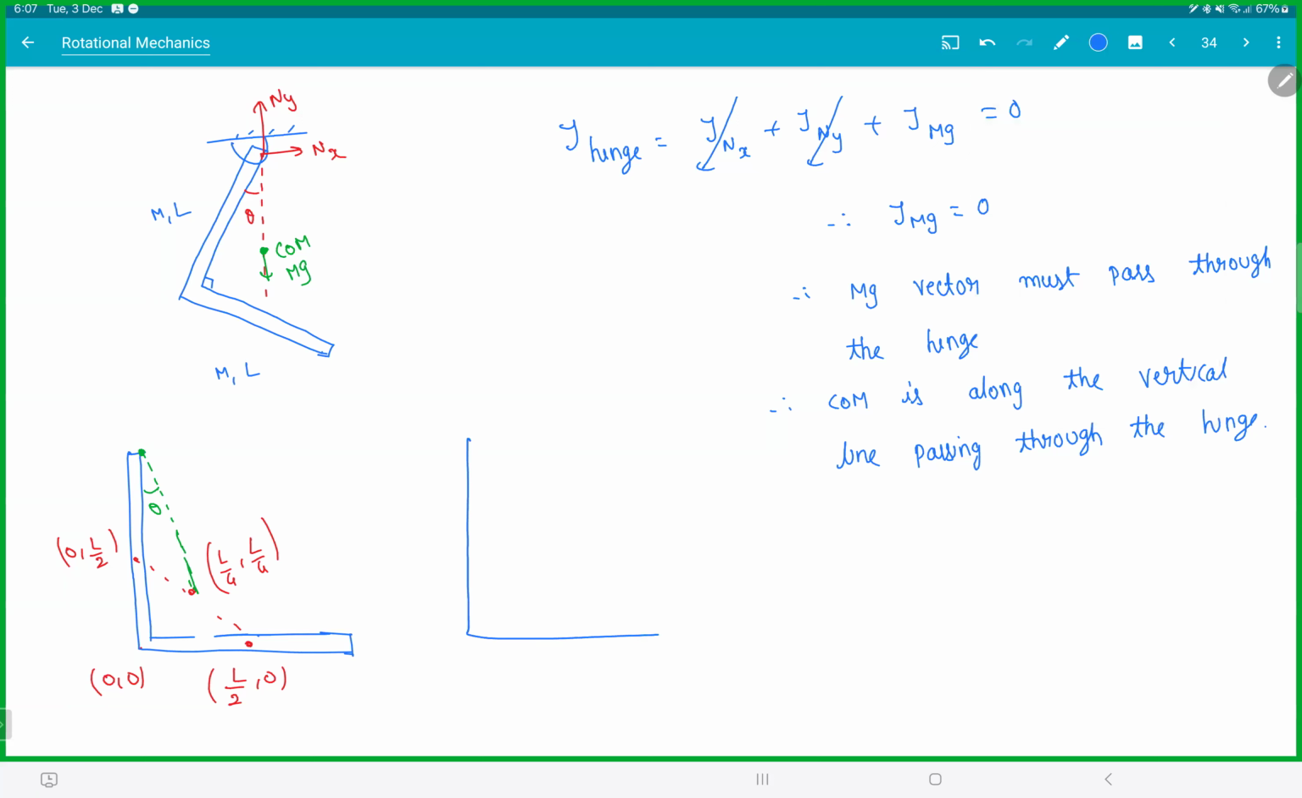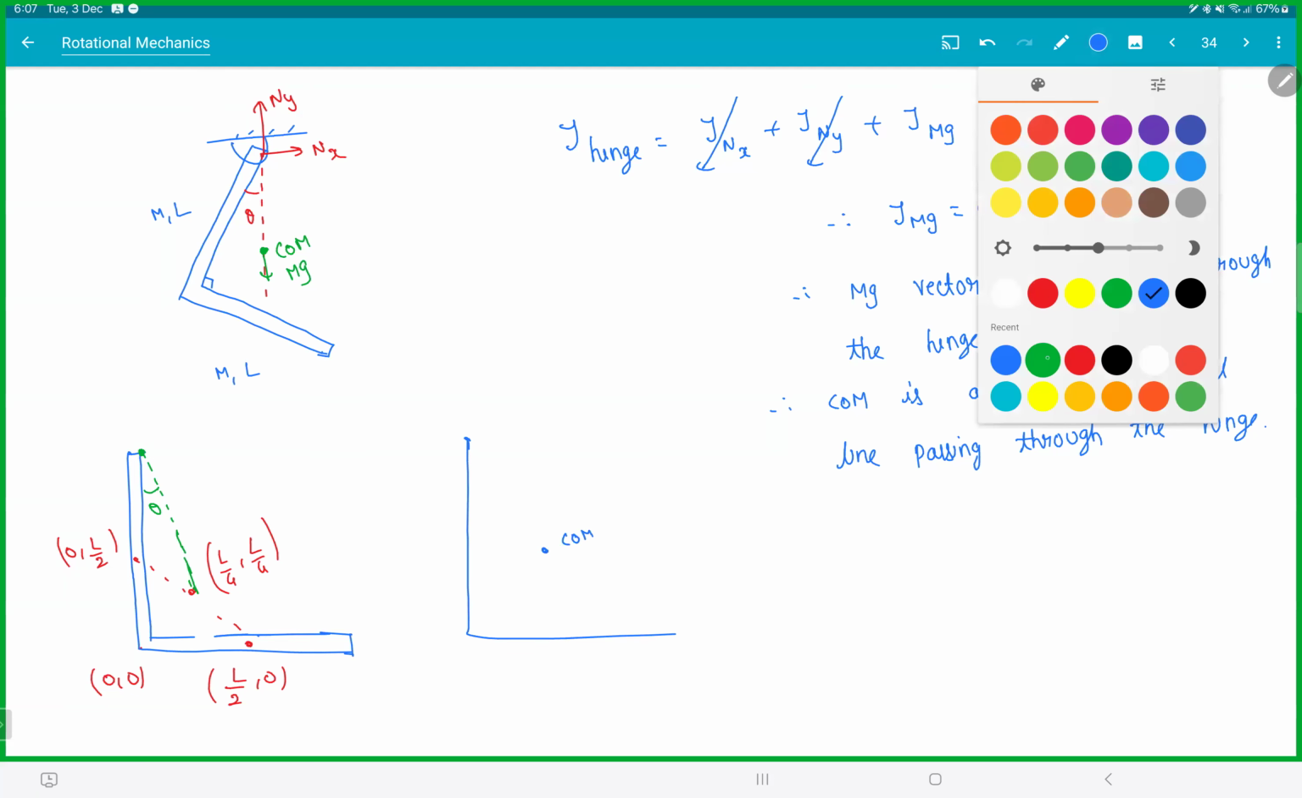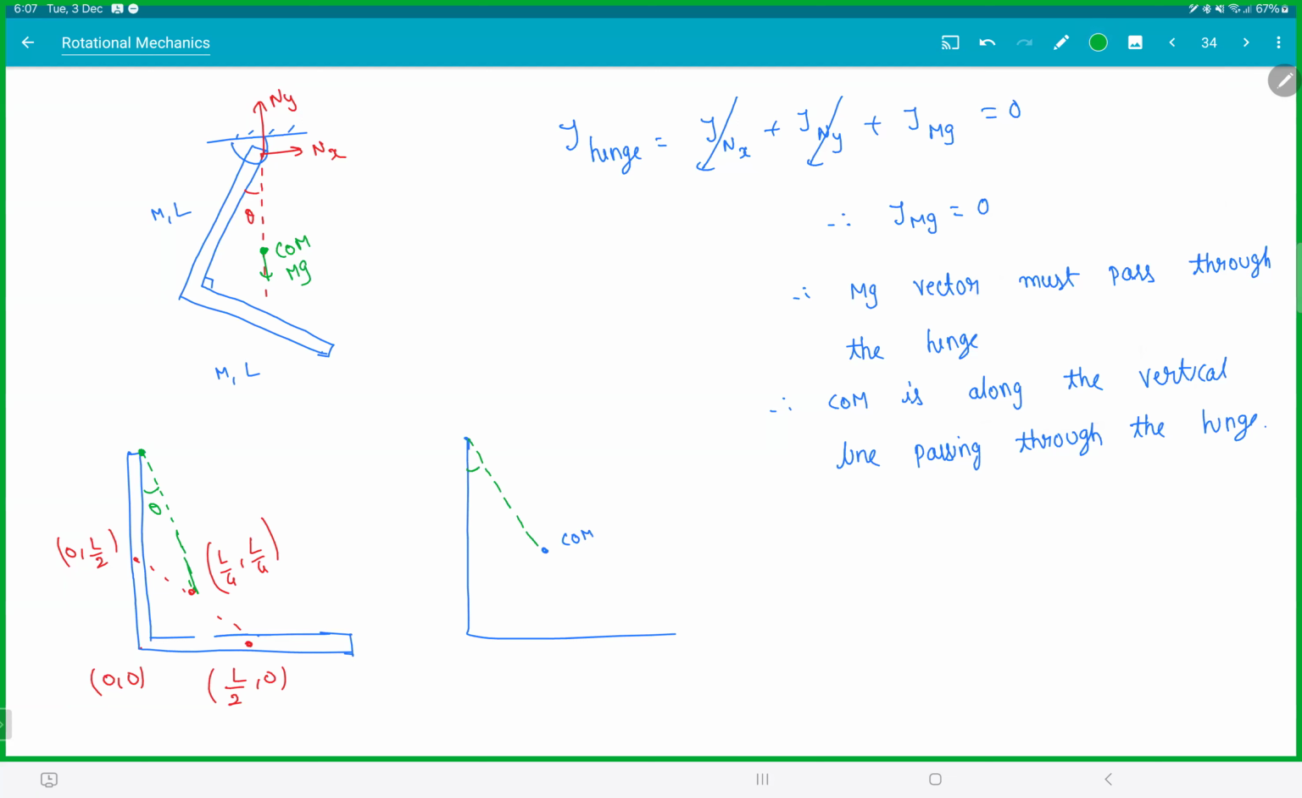So if I just draw the picture again, we are talking about this point, the center of mass here. You want this angle theta. This length is L by 4. This length is also L by 4. This length is 3L by 4. There you can clearly see tan theta is opposite side by adjacent side. Easy?